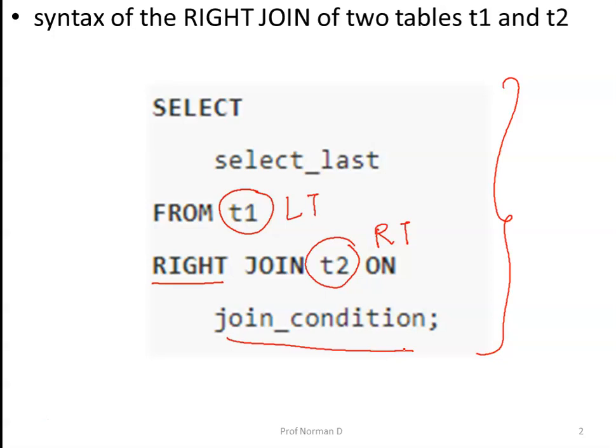Now let's look at the working of right join. The right join starts selecting data from the right table, that is T2. It matches each row from the right table with every row from the left table. If both rows cause the join condition to evaluate to true, it combines columns into a new row and includes this new row in the result set.